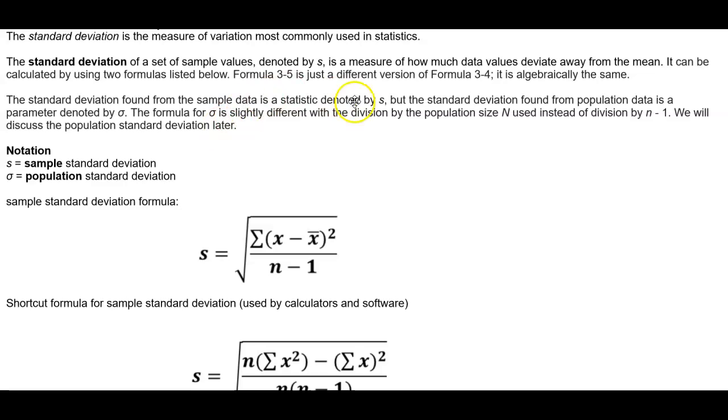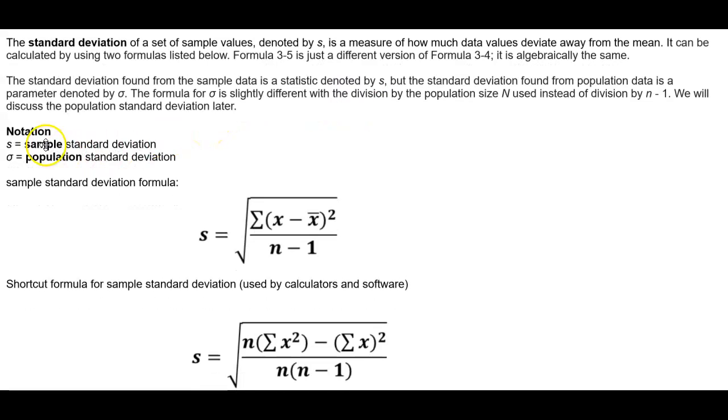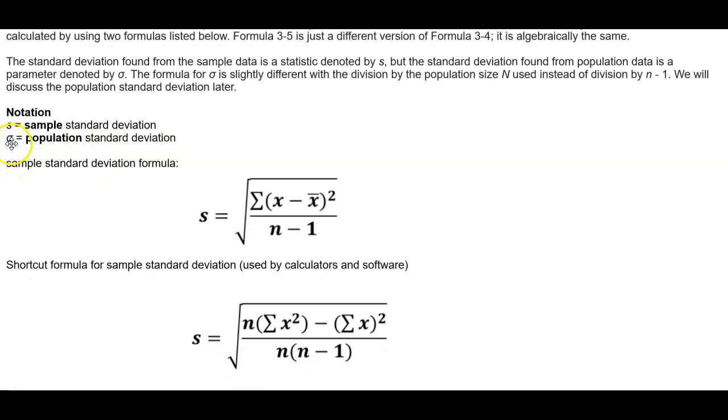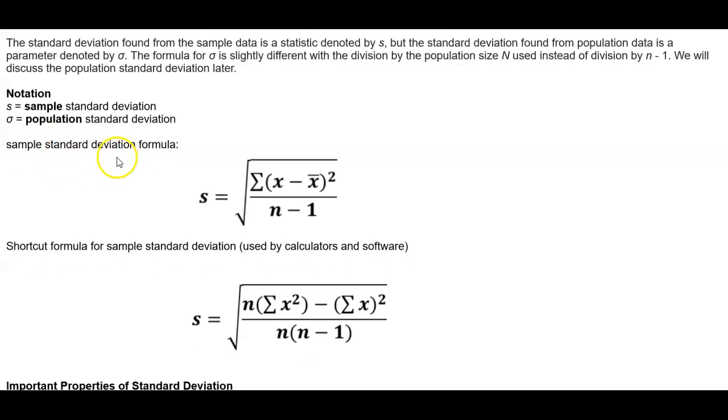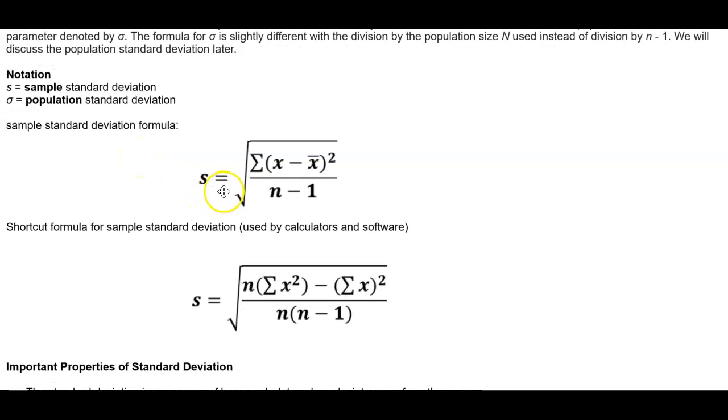But again, it's important, just like when we talked about the mean, where we have the sample mean and the population mean, we also want to make sure that we can see the difference between the sample standard deviation and the population standard deviation. So here's your notation. Lowercase s is equal to the sample standard deviation, and sigma is equal to the population standard deviation. So here's the sample standard deviation formula. s is equal to the square root of the sum of the quantity of the data value minus the sample mean squared divided by n minus 1.